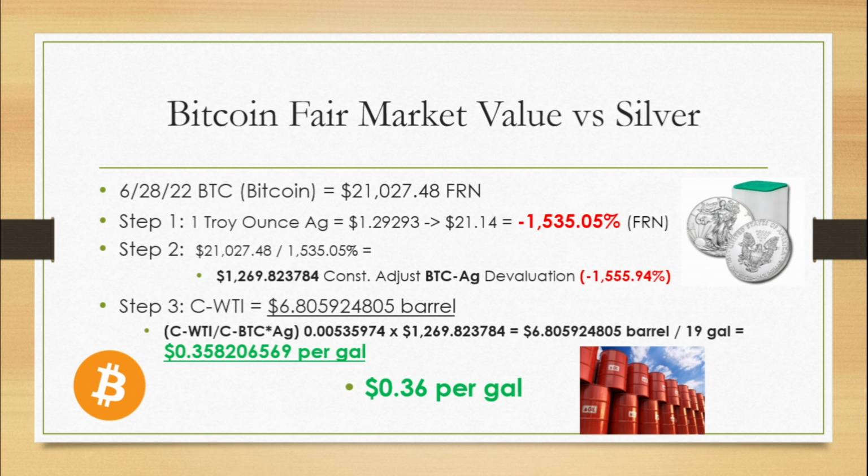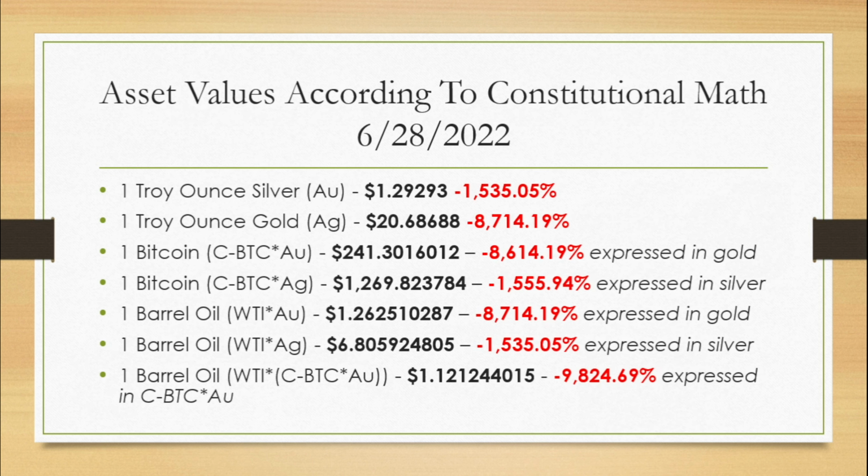Okay. Now that we have that example, we have our constitutional value of oil in silver terms at $6.80, and we're going to take that against our new constitutionally discovered value of Bitcoin, expressed in silver, and we're going to get those together, and it's also going to equal $6.80 a barrel down at the bottom. And then we will divide that by 19 again, and we again come up with 36 cents per gallon. Okay.